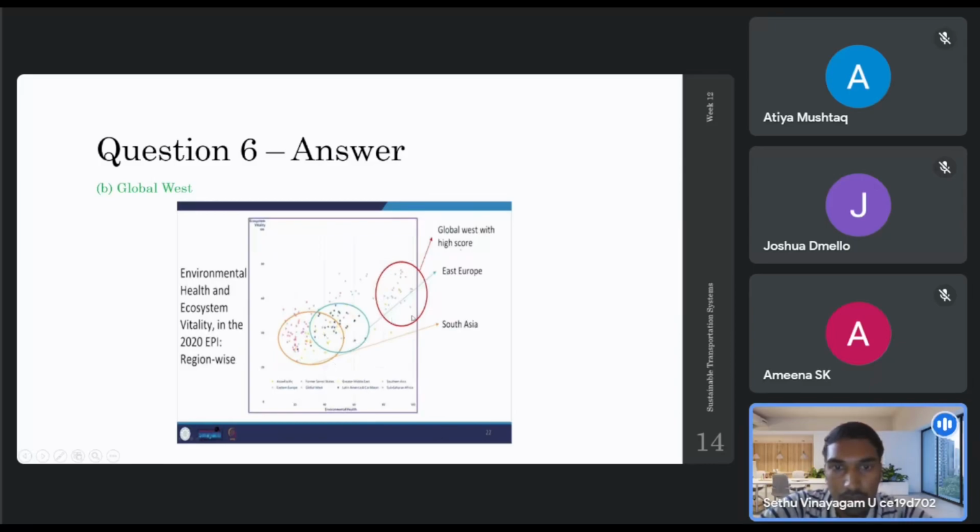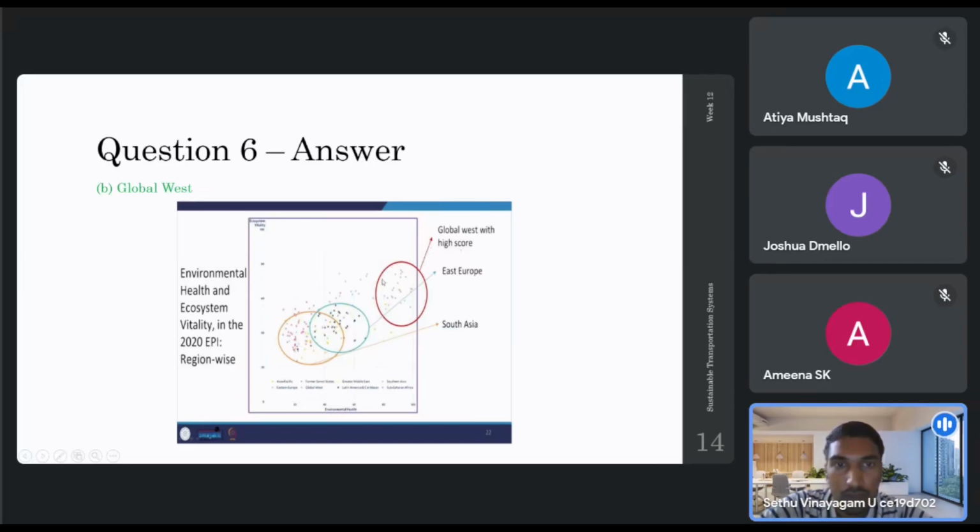On the top right, we have this cluster of countries' scores. These are coming from the countries of the Global West, where we are seeing high scores on environmental health as well as ecosystem vitality. So they are doing well on both of these aspects. After them come the countries from Eastern Europe, and finally we have the South Asian countries, where the scores are lower with respect to both aspects.